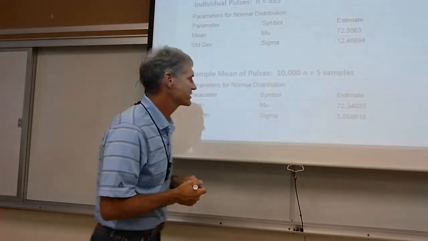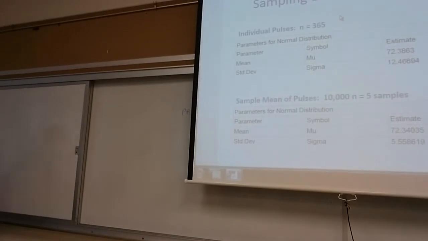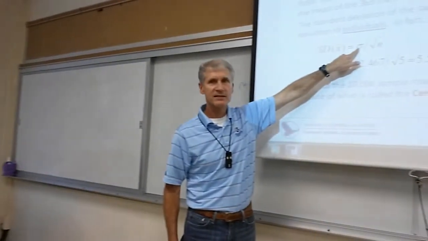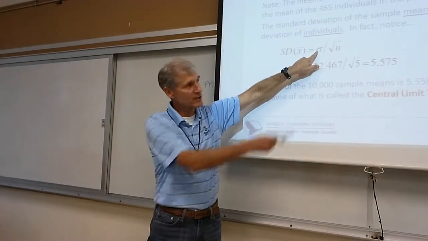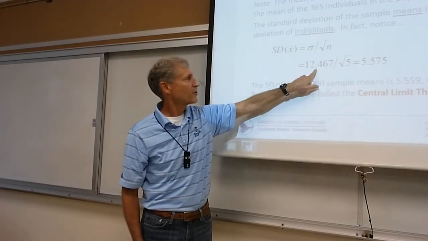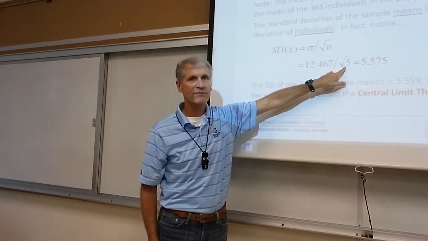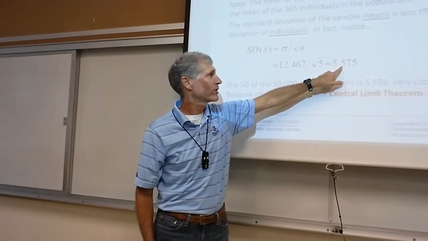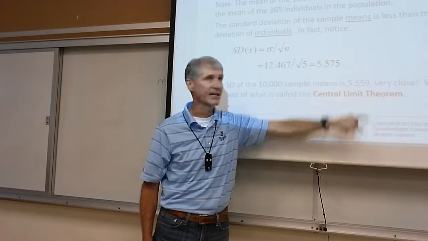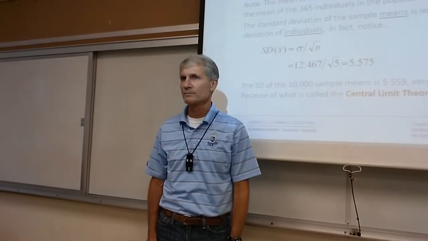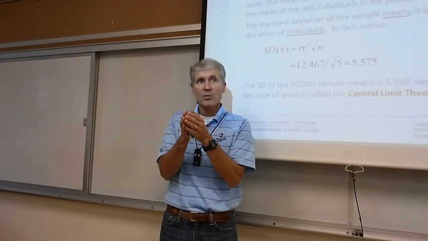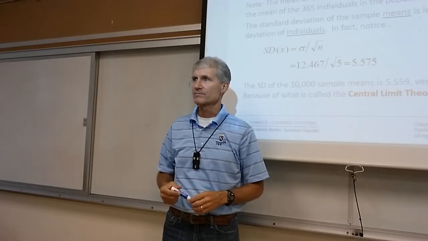It turns out that the spread of the sampling distribution is equal to the spread, sigma, of the population distribution divided by the square root of your sample size. So 12.467 divided by the square root of 5 is 5.575. From that last slide, it was 5.559. Really close. So the central limit theorem tells me how much spread I should expect in my mean when I take a sample of a given size.